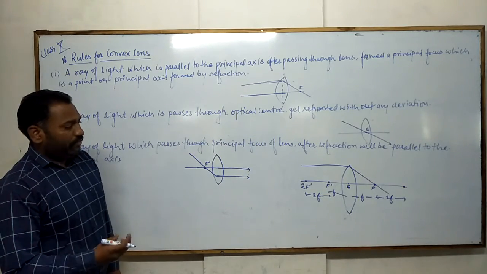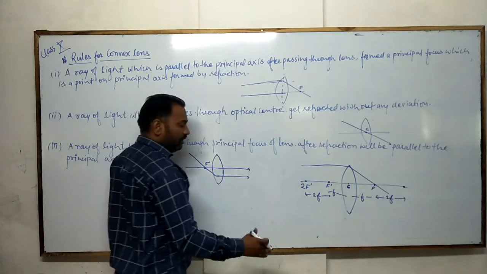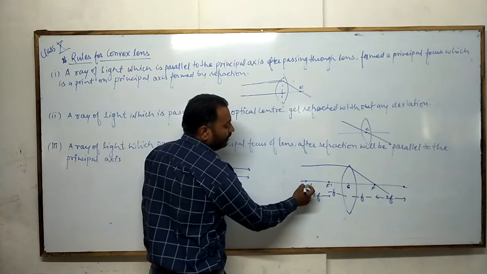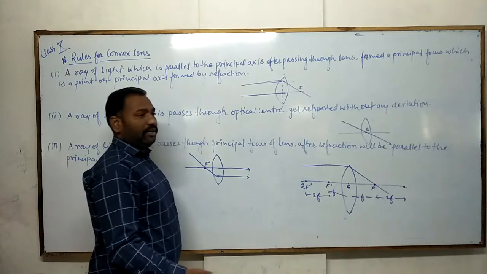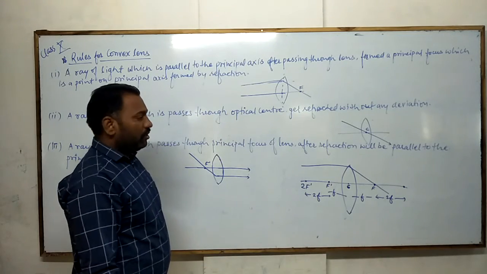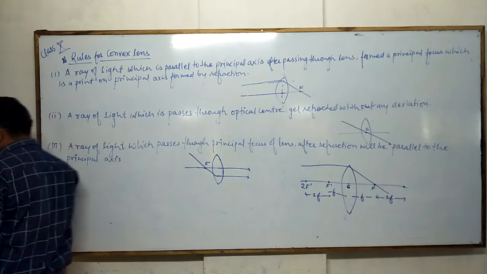So we have to see what changes we are clearing here: 2F is the position like the C position in the mirror, like the center of curvature. So you have to notice that. Draw it fast.